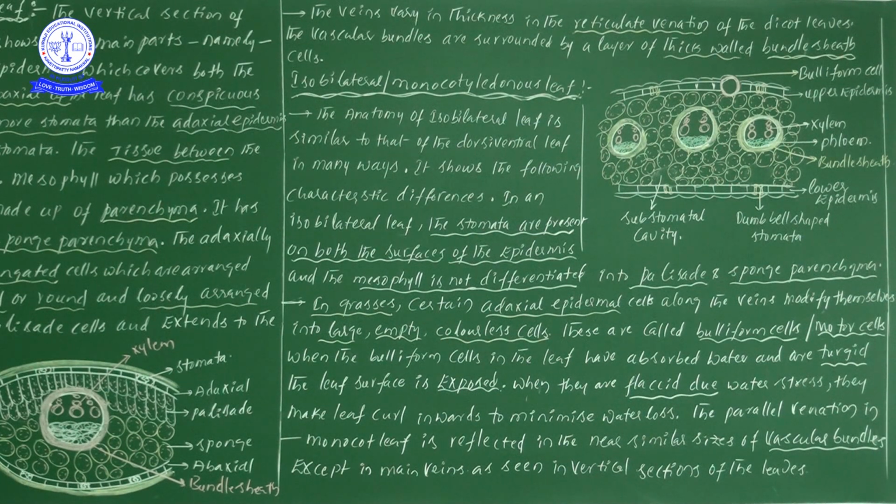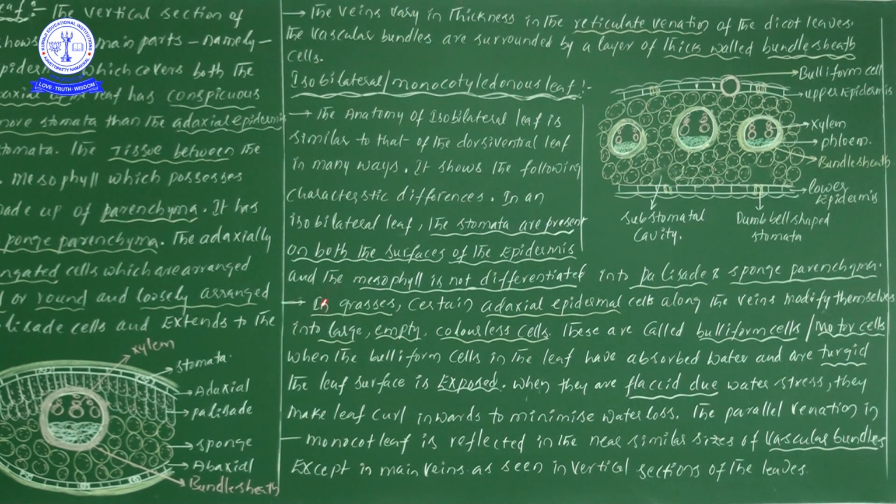Now see the next line, the mesophyll tissue. In a dicot leaf, the mesophyll tissue is divided into two types, palisade and spongy. But in monocotyledons, the mesophyll tissue is not differentiated into palisade and spongy. There is no differentiation, no palisade here and spongy there. It is all one type of tissue.